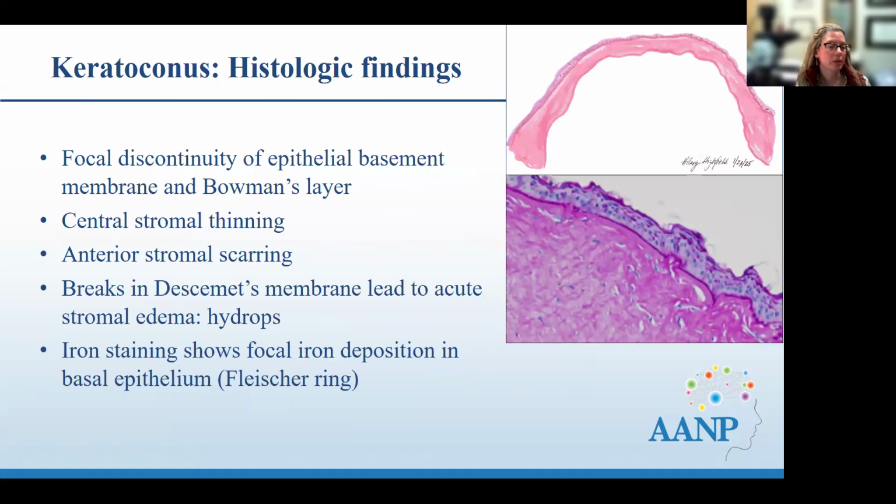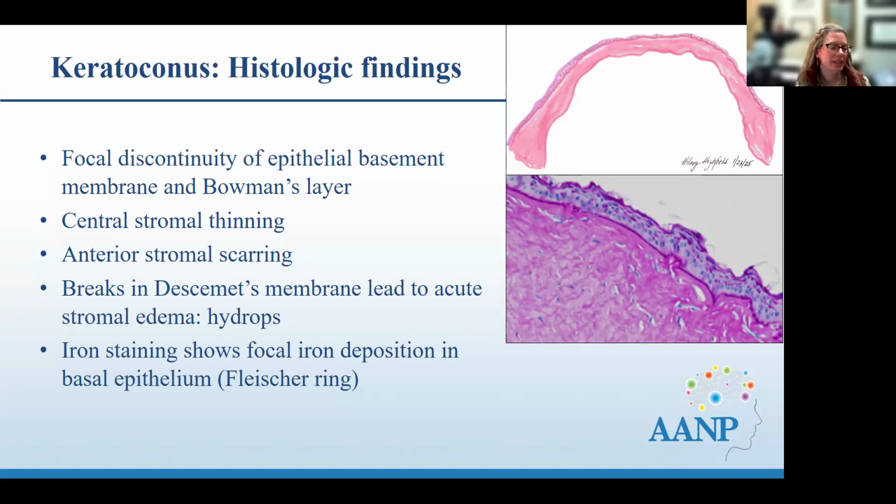Okay, so what you look for in this is that 1X view, which is pretty easy to see. You have that focal discontinuity of the epithelial basement membrane layer and Bowman's layer with those Bowman's layer breaks, thinning of the central stroma. And then you can also have stromal scarring within there as well. If you break Descemet's membrane, that leads to hydrops.